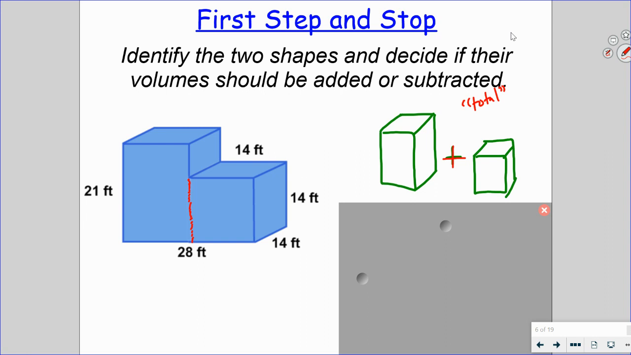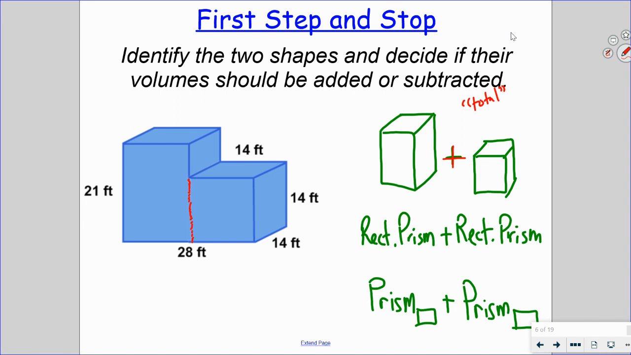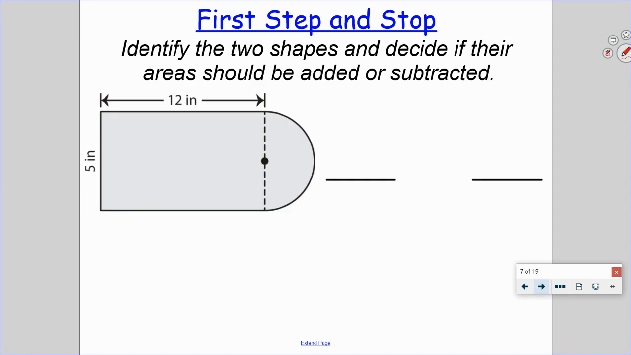Now, when you're doing this, you could either draw the subshapes, you could just write the words, you could even write it in abbreviated form. But that's all I'm going to do for the next minute or two. Just practice what shape or shapes that you see, and then decide when it will be added and when it might be subtracted. Let's take a look at this next one.